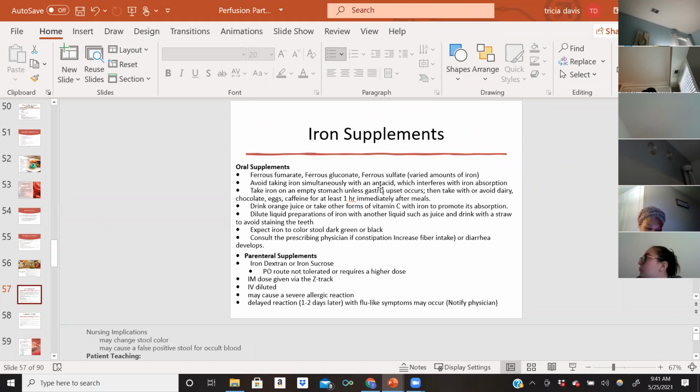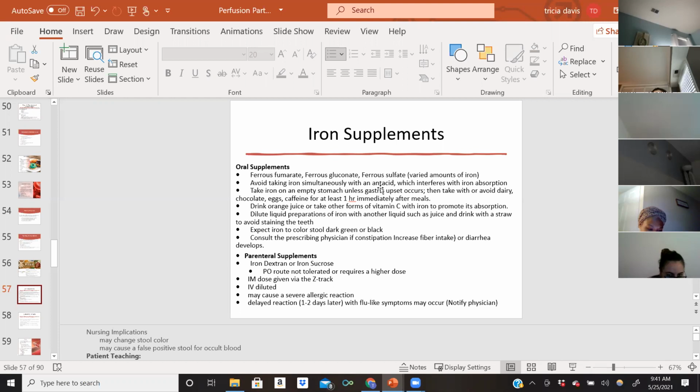And then sometimes they will give you a very small test dose that you give the patient, and then you monitor them for a couple minutes and see if they have any kind of allergic reaction. And then if they're fine, they'll send down more. Some of the things that we see with iron is a delayed reaction, like 1 to 2 days later. So this is something you want to educate your patients about. These are also important things you're going to want to hand off in your bedside report with the next nurse.